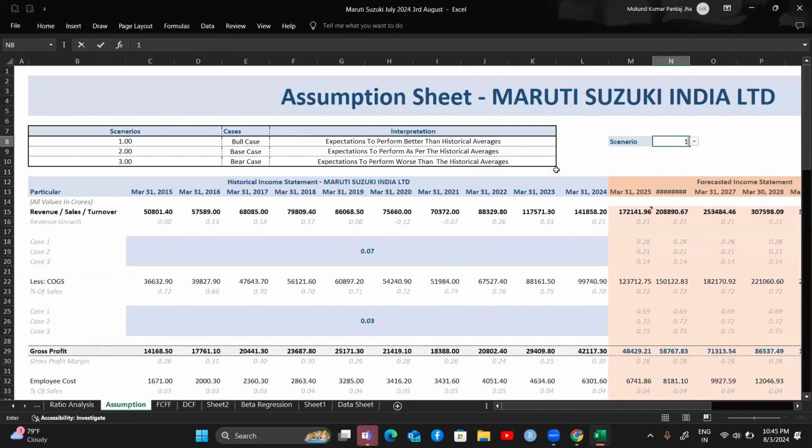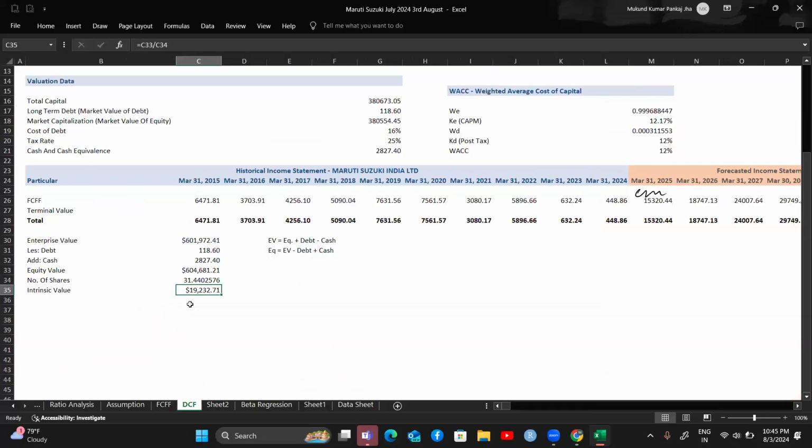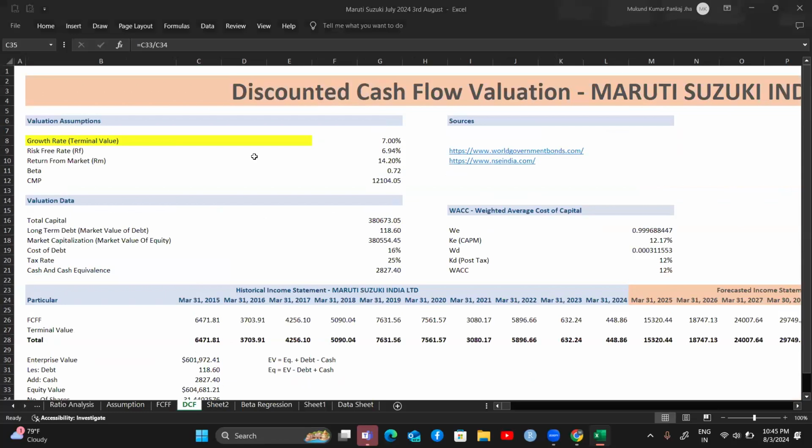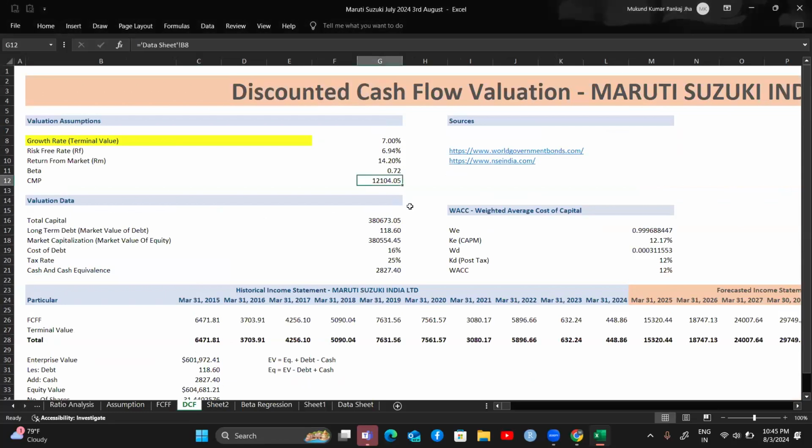In the best case scenario, what is the firm's intrinsic value? It's 19,232. The current market price of the firm is 12,104. Is it 12,104? It increased actually.